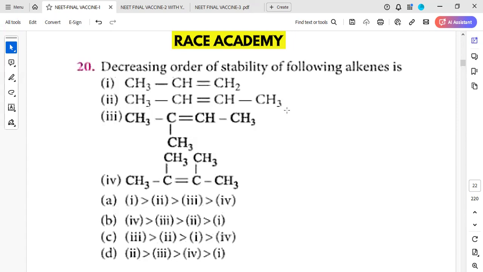The meaning of this is: the higher the number of alpha hydrogens, the more the hyperconjugated structures, and the more the stability of the compound. Due to hyperconjugation only, we are selecting the fourth one as the highly stable one. Then after that we have the third one, then the second one, and after that the first one.